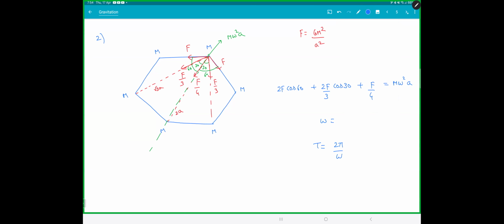Check your forces. Is that clear, everyone? And if you want, I can show you the angles again. So there are two forces like this, F and F. This was the resultant. This was 60 and this was 60. And then we had two forces like this, F by 3 and F by 3. And this thing was 30 and 30. And then we had one F by 4 in that direction. So yeah, let's start them up.